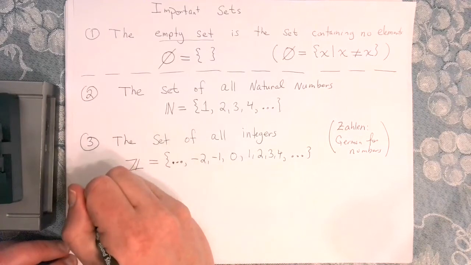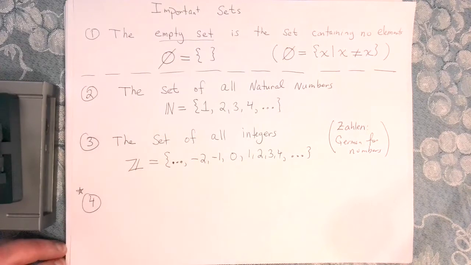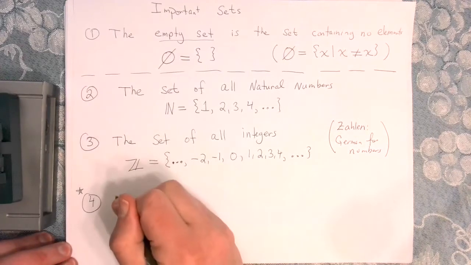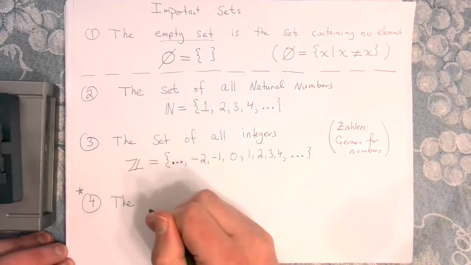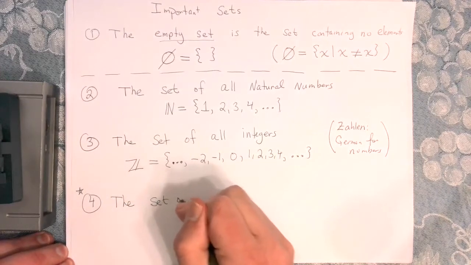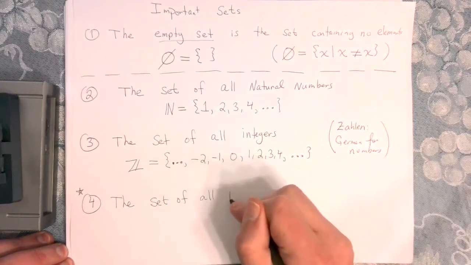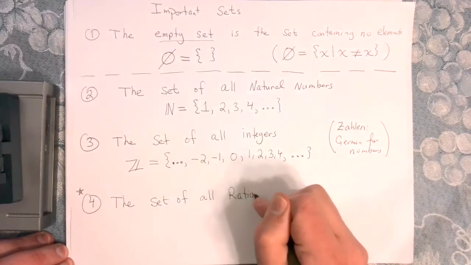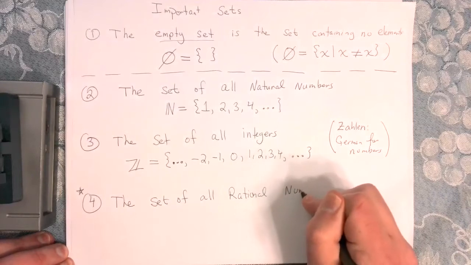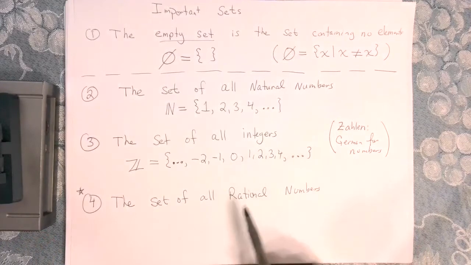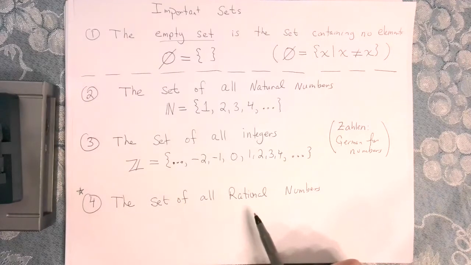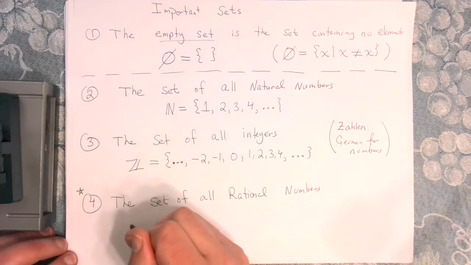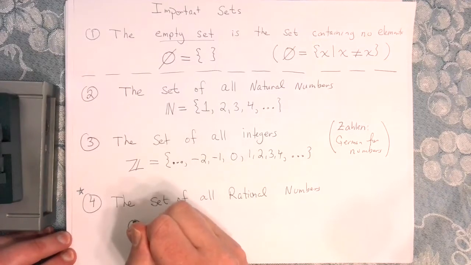Now, number 4, I'm going to start this. It's a bit trickier than the others, but we just need to think about it in the right way. So this is the set of all rational numbers. Notice that the word ratio or fraction is in the word rational, right? So we should expect ratios or fractions. The notation that we use is this Q bar, Q for quotient.